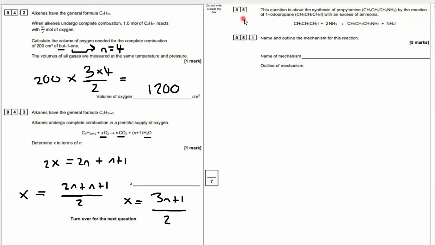All right. Let's look at question 5. This question is about the synthesis of propylamine, CH3CH2CH2NH2, by the reaction of 1-iodopropane, CH3CH2CH2I, with an excess of ammonia. Name and outline the mechanism for this reaction. We've got CH3CH2CH2I plus 2 ammonia molecules goes to CH3CH2CH2NH2 plus NH4I. That's for those of you that can't see. I'm just reading out the questions. You might not be looking at your phone right now. You might just be listening. So name and outline the mechanism for this reaction.